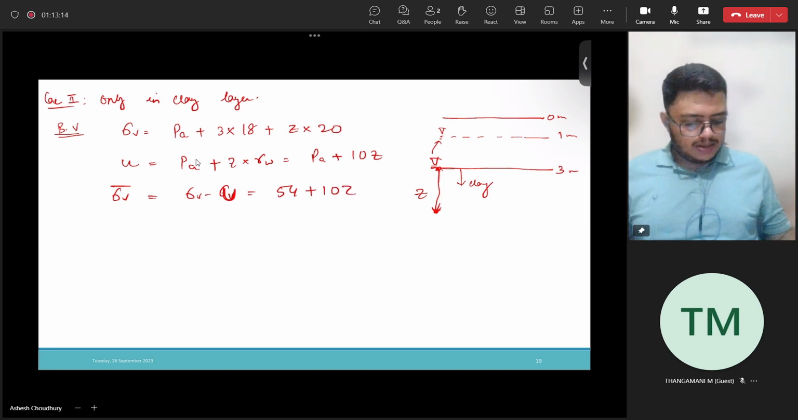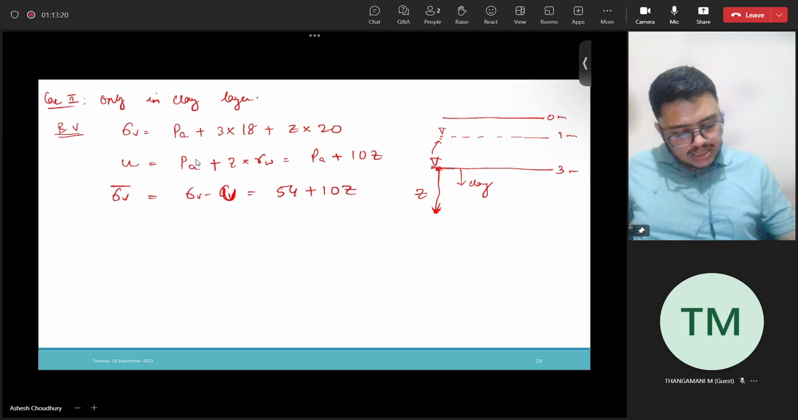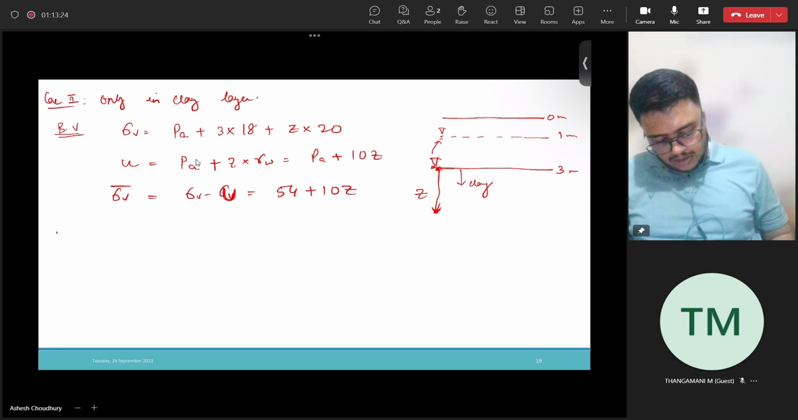Alright, this is before application of the vacuum pressure. Now as we apply the vacuum pressure, what will happen? This water table will get risen to this level, drainage level, 1 meter. Now after vacuum, what will happen?